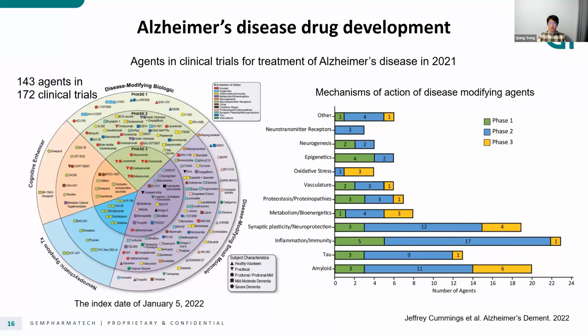And this slide shows the different clinical phases of AD drugs, and there are about 143 agents carrying out 172 clinical trials until 2022. And these clinical agents are based on different AD pathologic mechanisms, which include the amyloid mechanism and the tau pathology, and also target inflammation. Also, some of them target synaptic plasticity or function as neuroprotection and so on.